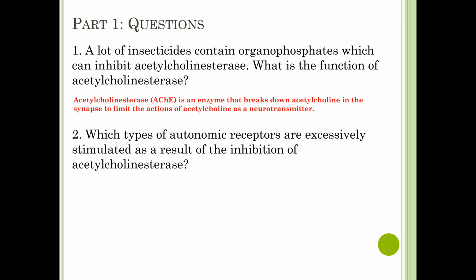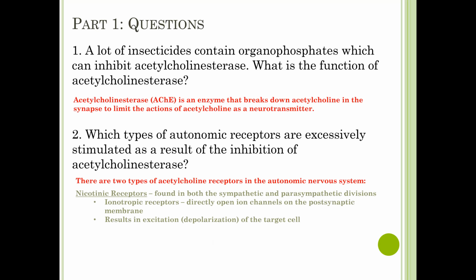Number 2, which types of autonomic receptors are excessively stimulated as a result of the inhibition of acetylcholinesterase? So there are 2 types of acetylcholine receptors in the autonomic nervous system. There are nicotinic receptors, which are found in both the sympathetic and parasympathetic divisions. These are ionotropic receptors, meaning that they directly open ion channels when the acetylcholine binds, and this is going to allow sodium to flow into the postsynaptic membrane, which results in excitation or depolarization of the target cell.